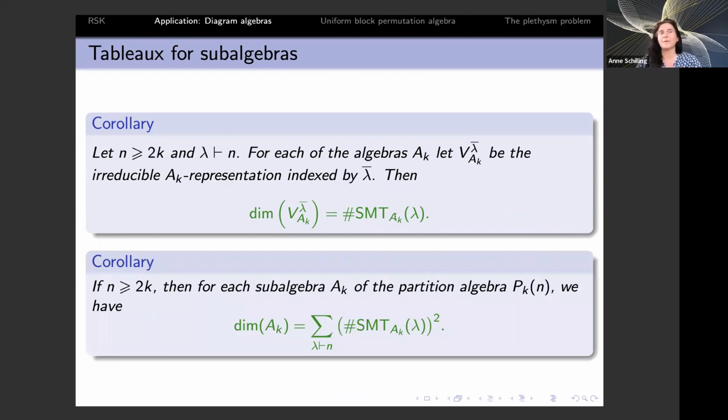And then similarly, for RSK, if you look at S_n, well, how many elements are there in S_n? n factorial, and you can write n factorial as the sum of the squares of the number of standard Young tableaux. The analog of that result in terms of these partition algebras is that we can write down the dimension of these subalgebras again as the square of the numbers of these tableaux, and then we sum over all possible partitions of n. So we get the analog of the usual statements for S_n.